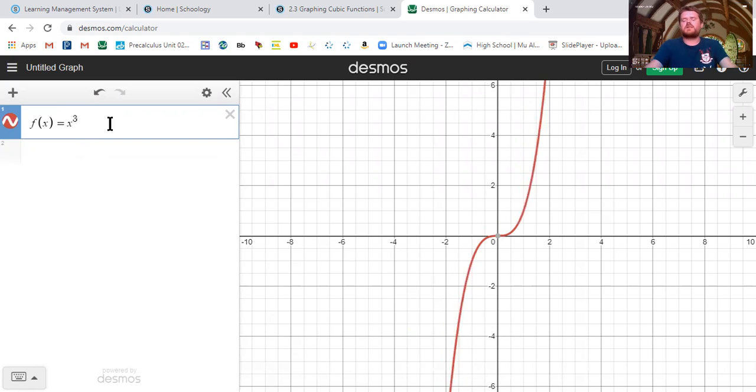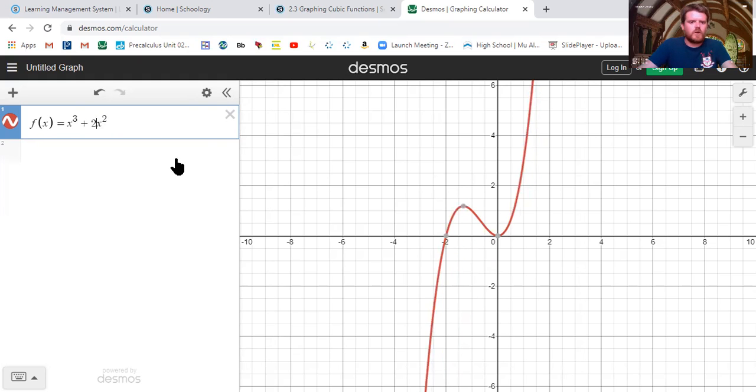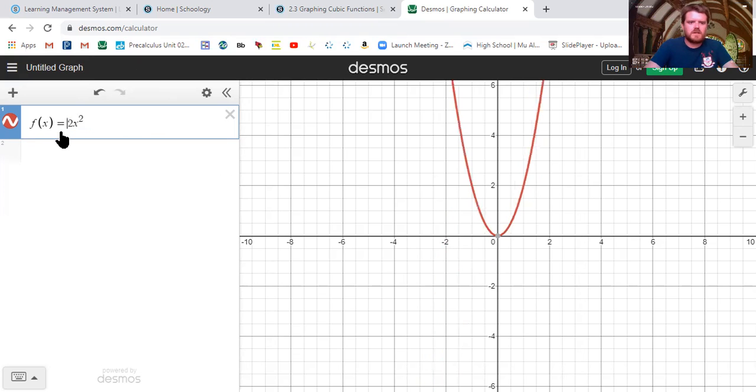But there are some properties I want you to be familiar with for a cubic function. The first of which is just this general shape. And I'm going to type in an example here. Just this general shape, and we'll use x cubed plus 2x squared as an example, where you have this curve that kind of goes up and then back down. That's not the same as with quadratic functions, for instance. So if I look at something that's quadratic, I have that parabolic shape or that U shape.